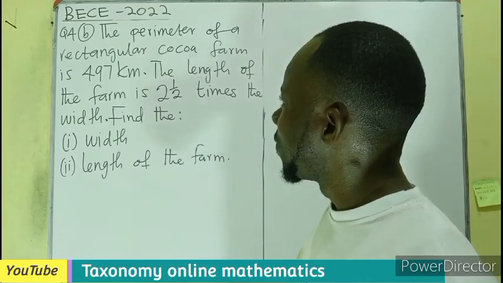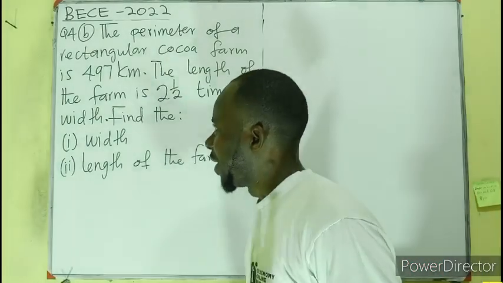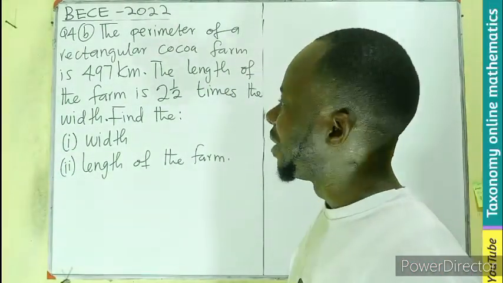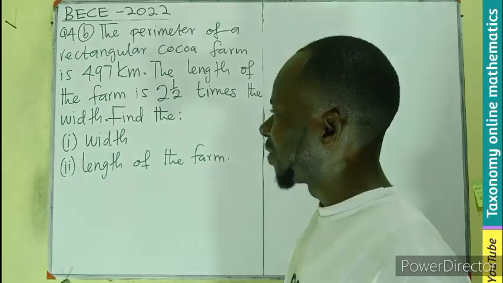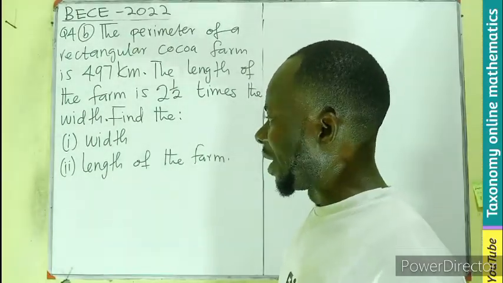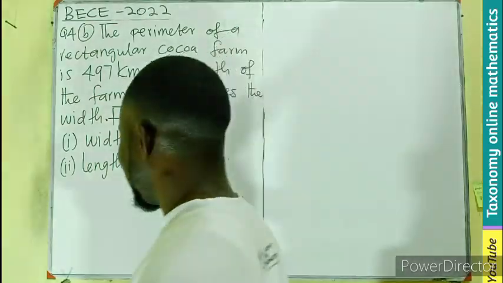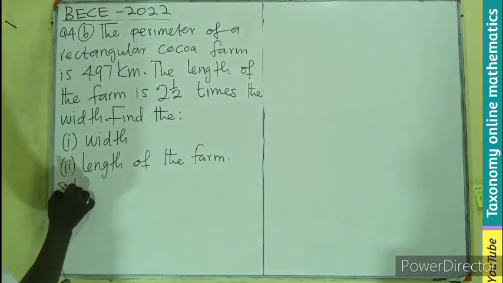The perimeter of a rectangular cocoa farm is 497 kilometers. The length of the farm is 2.5 times the width. We have to find the width and the length of the farm. So let's see how we can go about that.